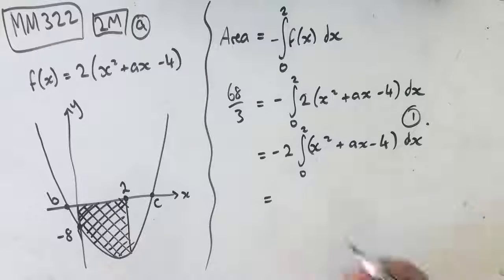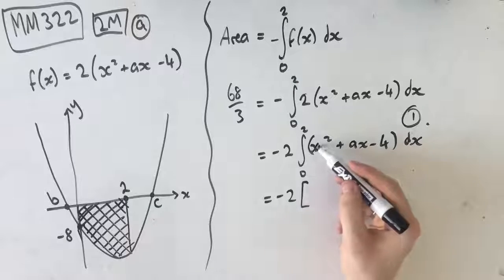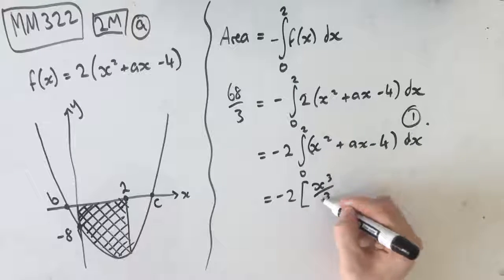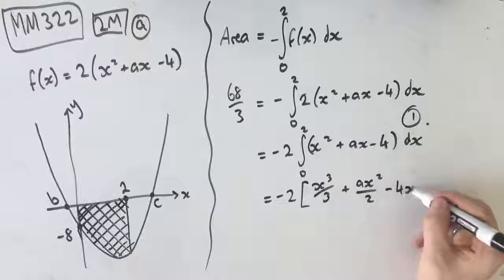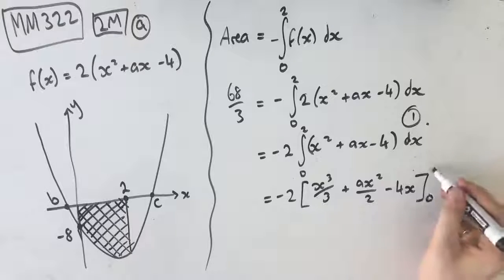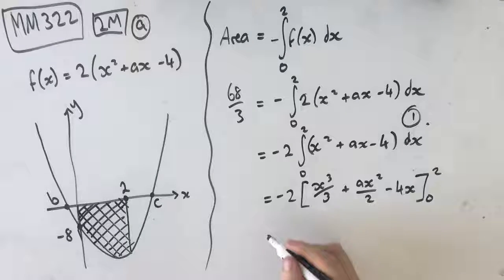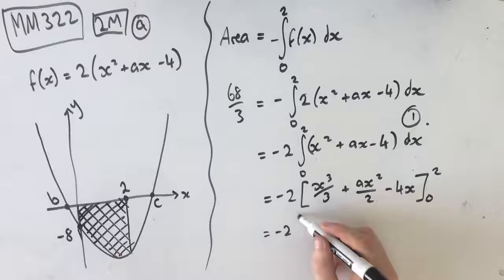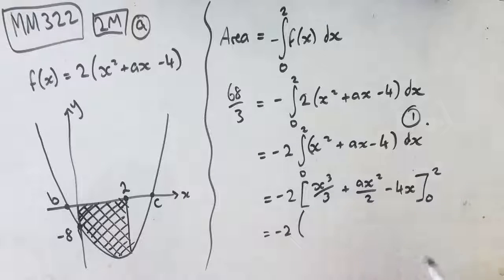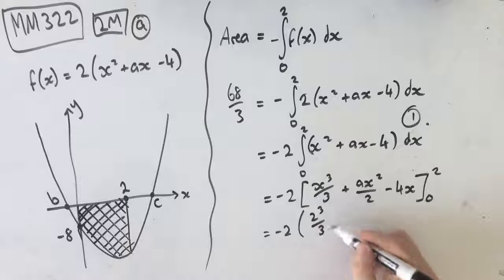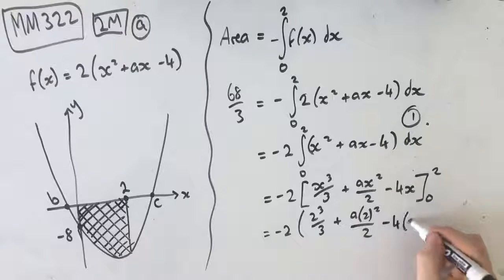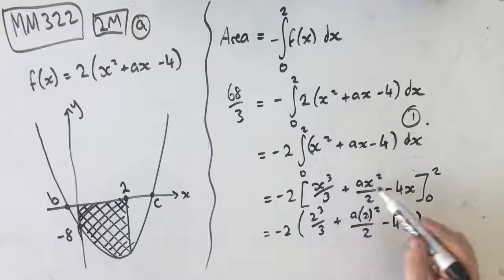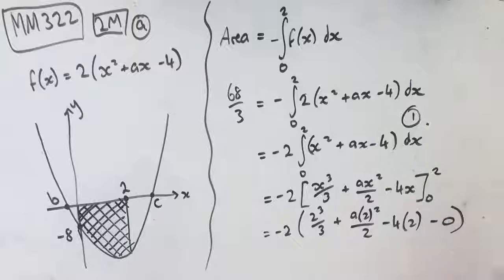Then what we're going to do is actually just evaluate this as normal. So integral of x squared is x cubed over 3. Integral of ax is ax squared over 2. Integral of negative 4 is negative 4x. And we're doing that from 0 to 2. Awesome. So now we get negative 2 outside of 2 cubed over 3 plus a times 2 squared over 2 minus 4 times 2. And if we subbed in 0 for all of these, we would just get 0. So we just go minus 0. That's it.